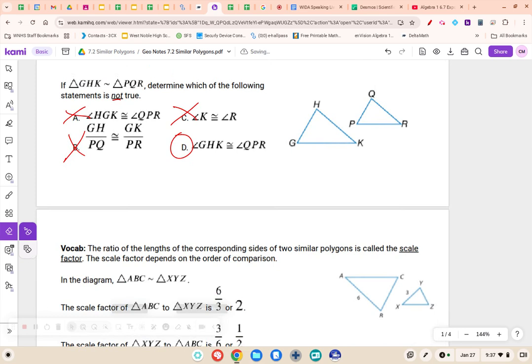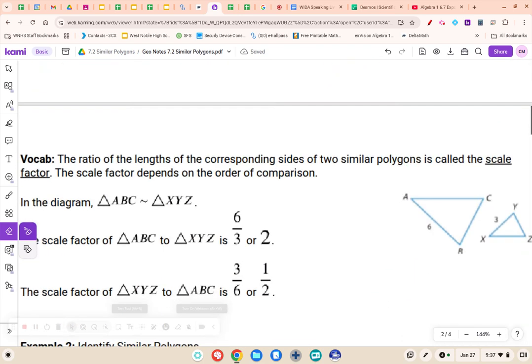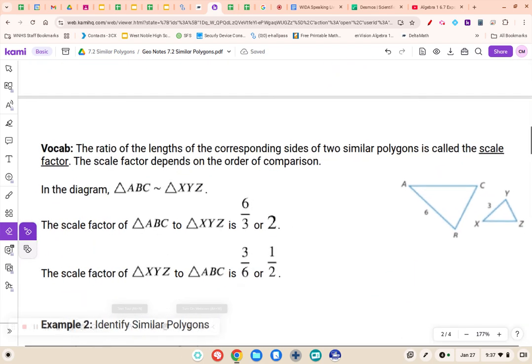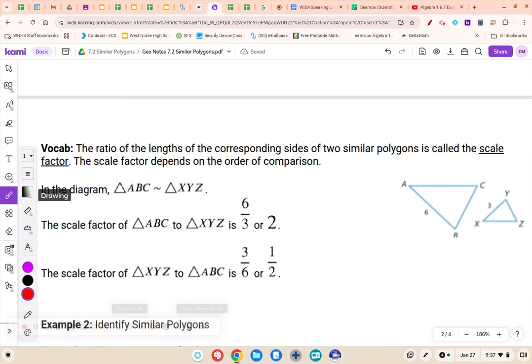On the next page, we're going to talk about our ratio. So the ratio of the lengths of the corresponding sides of two similar polygons is called the scale factor. The scale factor depends on the order of comparison. So order does matter, guys, however it asks. We talked about this on our last lesson as well.